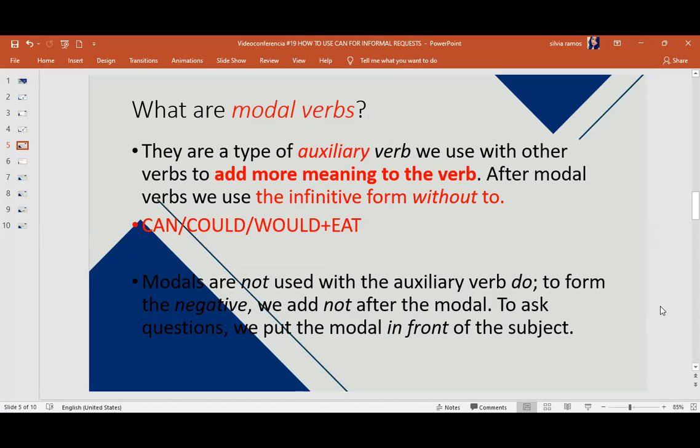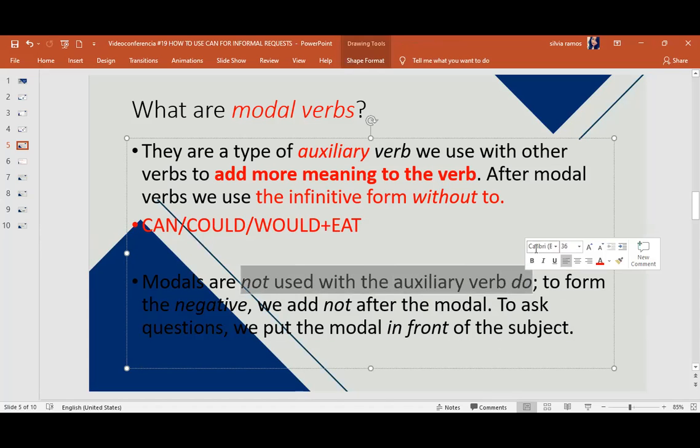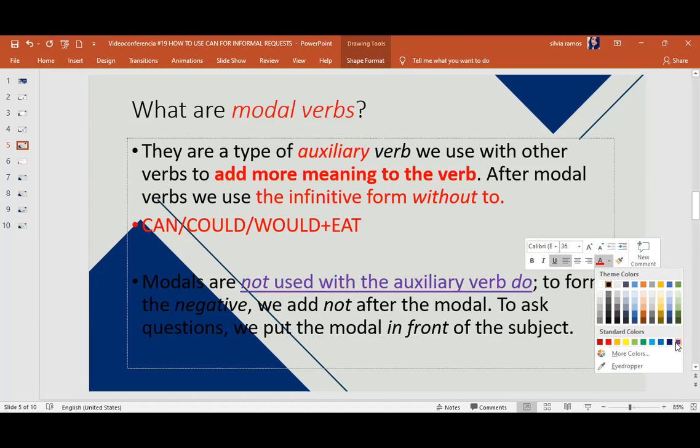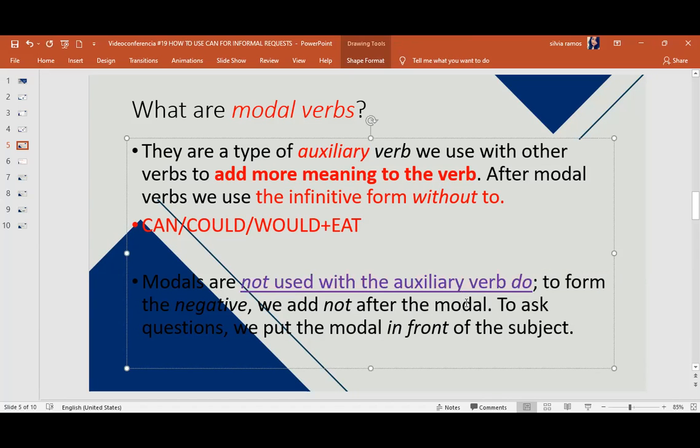Modals are not used with the auxiliary verb do to form the negative. We have not after the modal. To ask questions, we put the modal in front of the subject. Okay. Now it says modals are not used with the auxiliary verb do. Are not used with the auxiliary verb do. Okay. So this is very important to remember, right? They are not used with the auxiliary verb do.